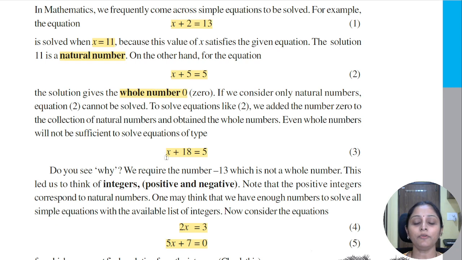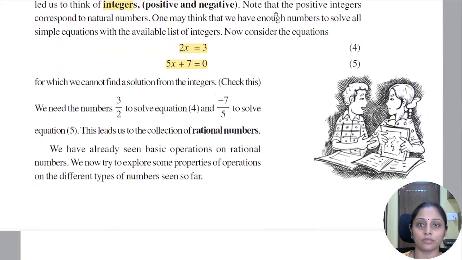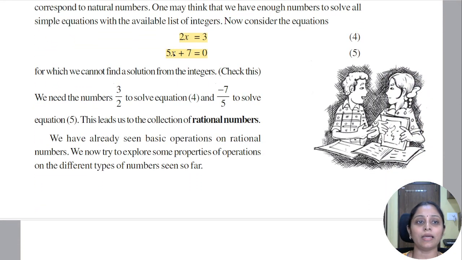Okay. Now if you look at the third equation, which is x + 18 = 5, you will see that again whole numbers is not sufficient to solve this equation. I need negative numbers. So when I put x = -13, I will get the solution. That means the solution lies in the set of integers. Now coming to the last two equations. You will see that these two equations cannot be solved using integers as well.